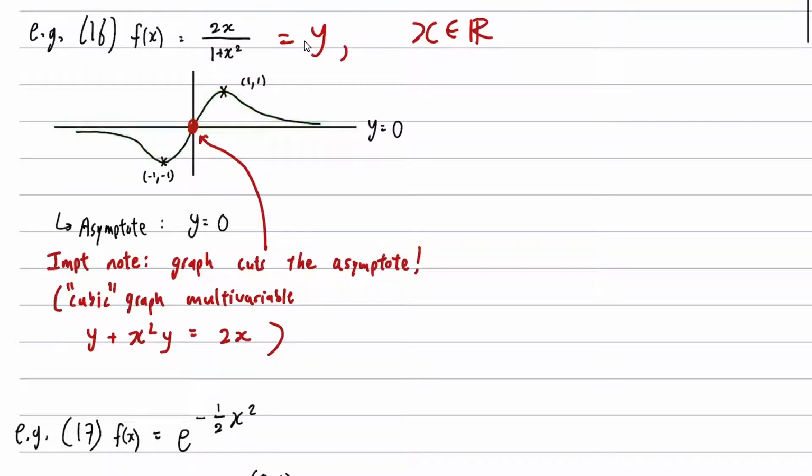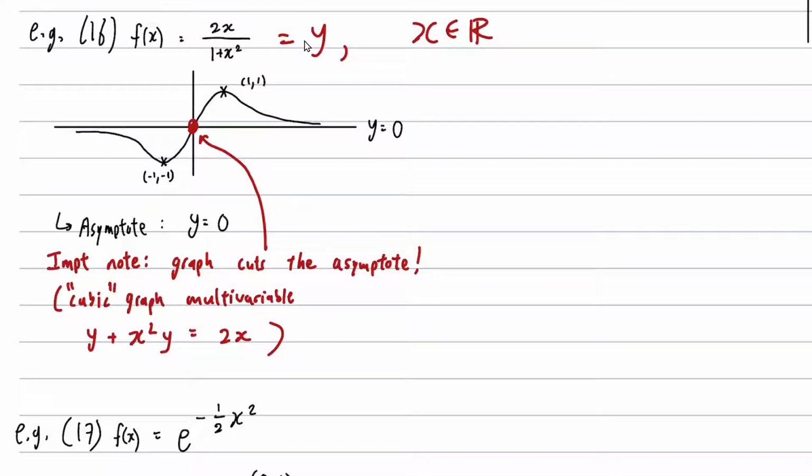But what happens? Usually you memorize this, right? The graph will never touch the asymptote. But that's actually not true. The technical definition should be that the graph never touches the asymptote when x approaches infinity or negative infinity. Okay, when x approaches a certain limit point.